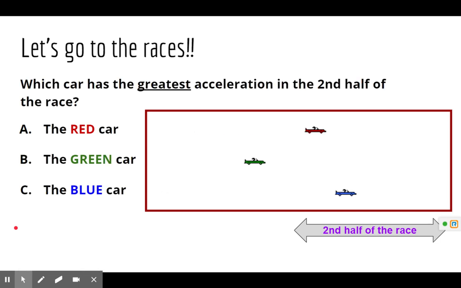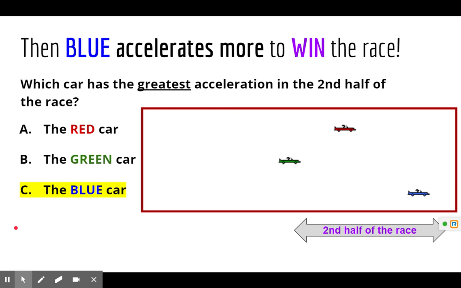Which car has the greatest acceleration in the second half of the race? A, the red car, B, the green car, C, the blue car. Blue accelerates more to win the race. With the greatest acceleration, blue takes the lead and wins the race.